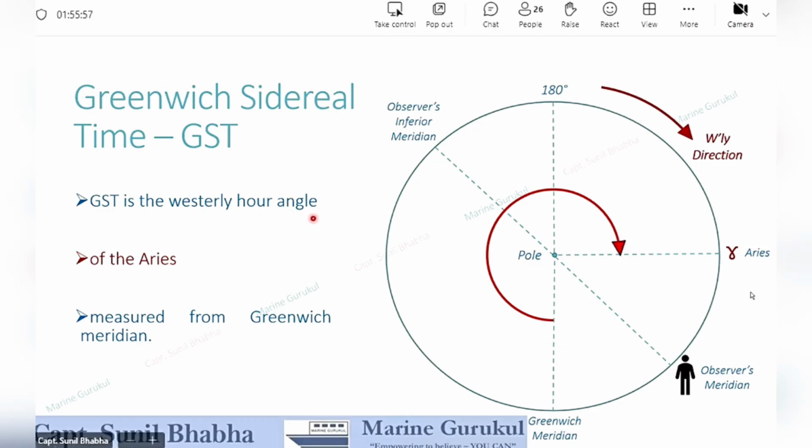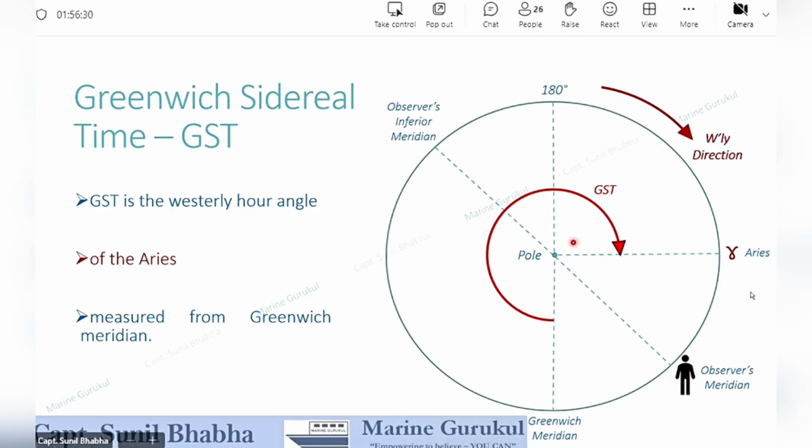So GST is the westerly hour angle. You can see it is measured in the westerly direction, clockwise direction. Of the first point of Aries, you see it is measured up to first point of Aries, and it's measured from the Greenwich meridian. This is the Greenwich meridian. Starting from the Greenwich meridian, going in the westerly direction or the clockwise direction up to the first point of Aries, this particular angle gives you the Greenwich sidereal time.